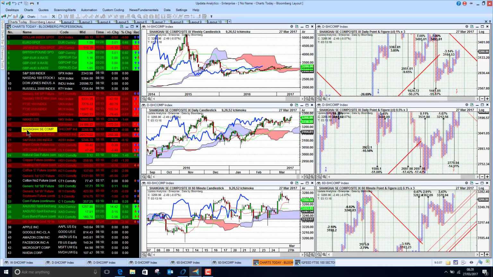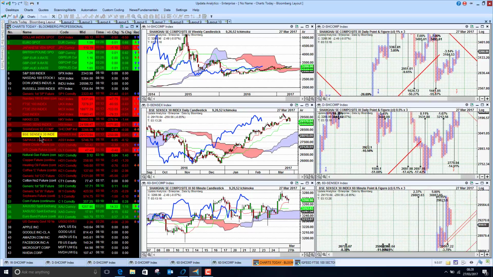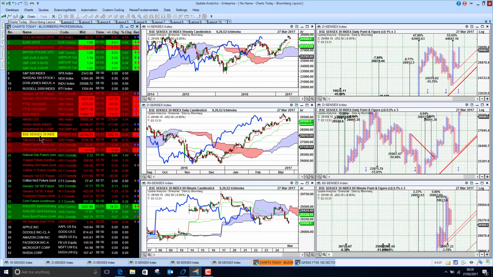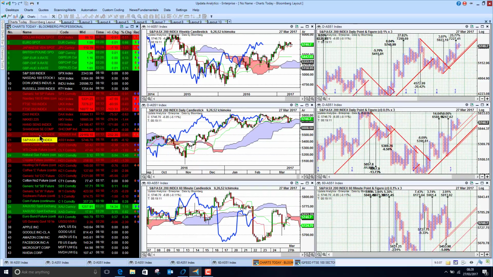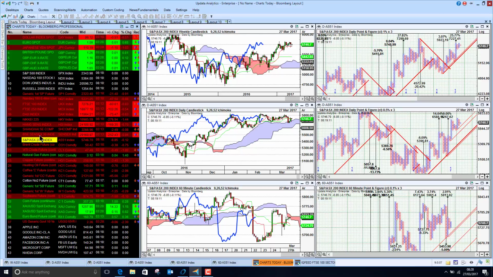Shanghai is still holding its own, and we do have short-term upside targets, so the Chinese market is bucking the trend, and India is now just turning bearish in the short term as well.